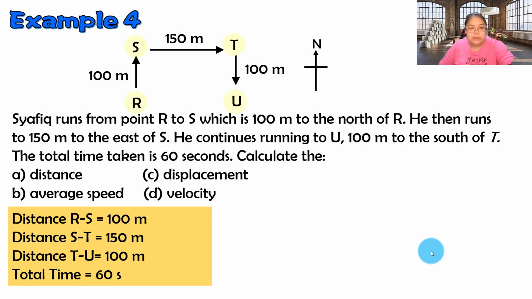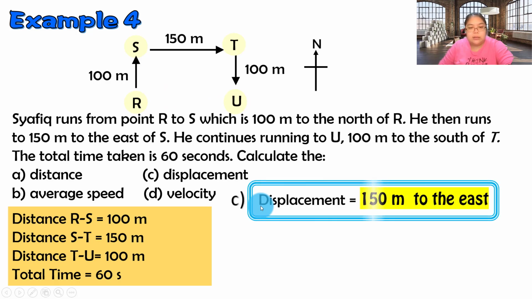Okay, now we go to C. C asks about displacement. Shafiq starts from R, goes to S, goes to T, goes to U. So where is the shortcut? The shortcut is straightforward from R to U. That one is the displacement. So from here, C should be 100 meter only. Because you go from R to U, you need to mention direction. If you go to the right-hand side, the direction is to the east.